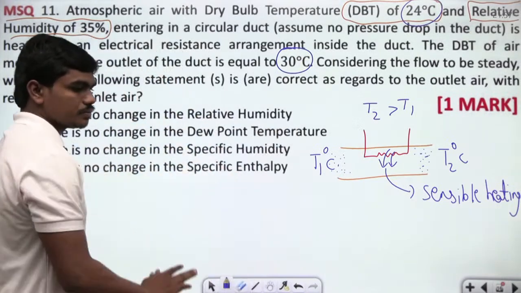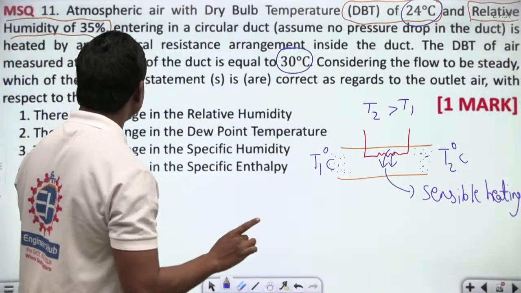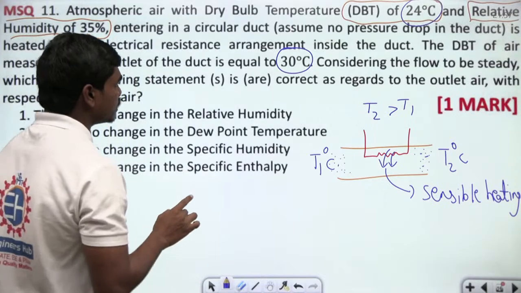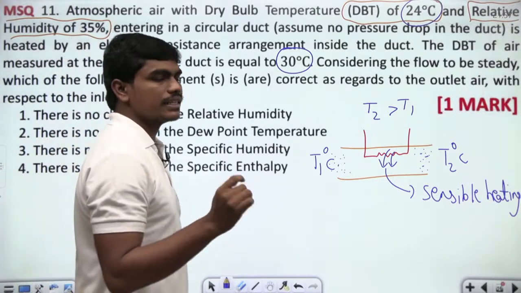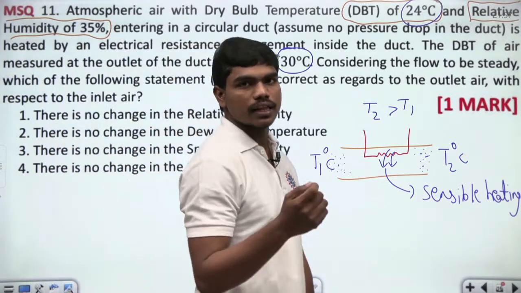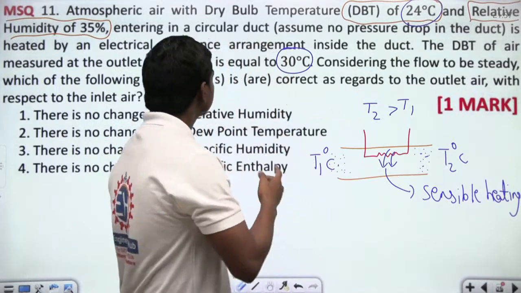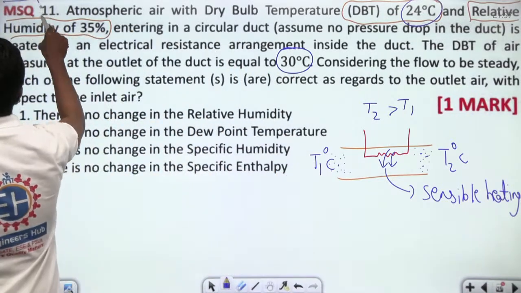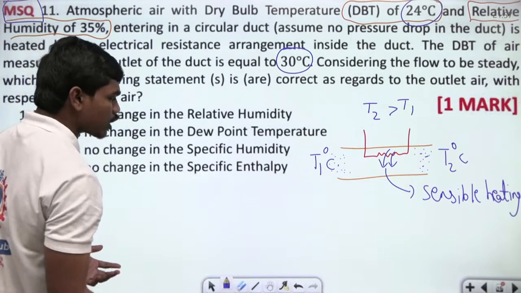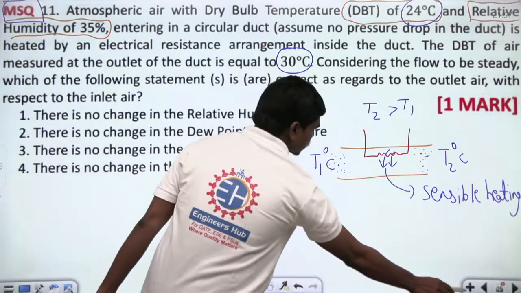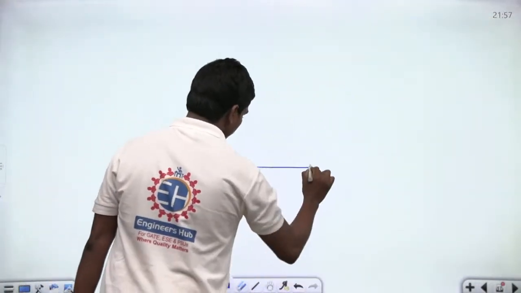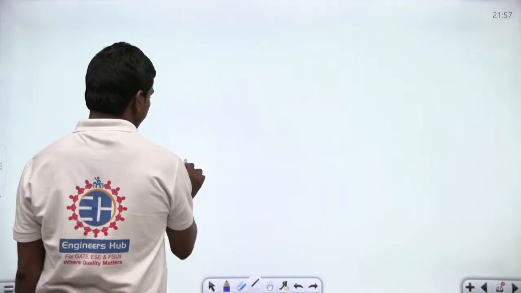Okay. Next, considering the flow to be steady, which of the following statements is or are correct? And this is the only MSQ that came in thermodynamics this year. Okay, so this is a multiple select question, so there is more than one answer. So if you take the psychrometric chart in general, let me take the help of these lines.